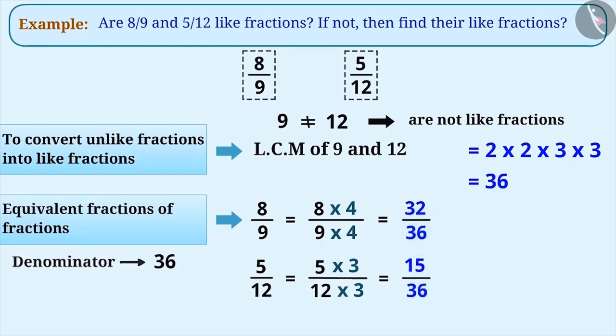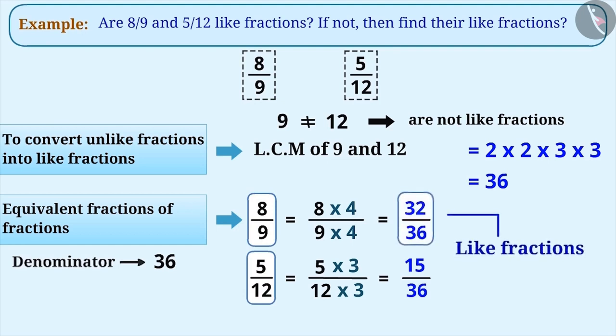Since the denominators of both these fractions are equal, we can say that we have converted 8 by 9 and 5 by 12 into like fractions 32 by 36 and 15 by 36 respectively.